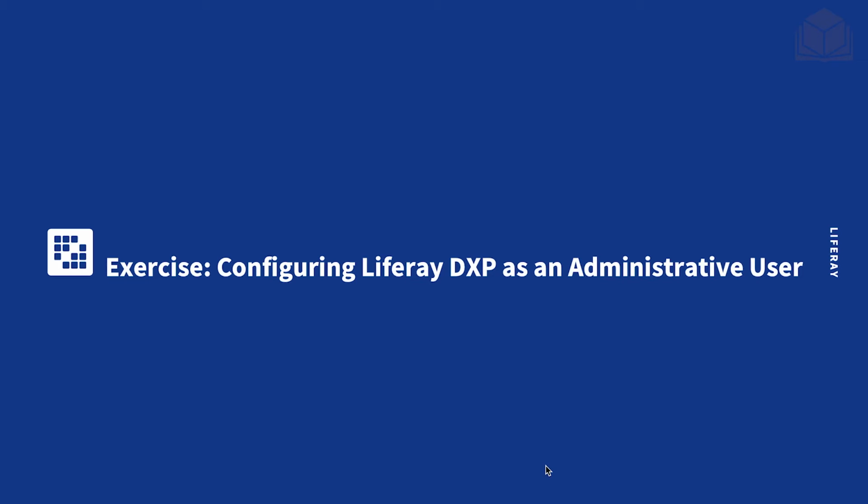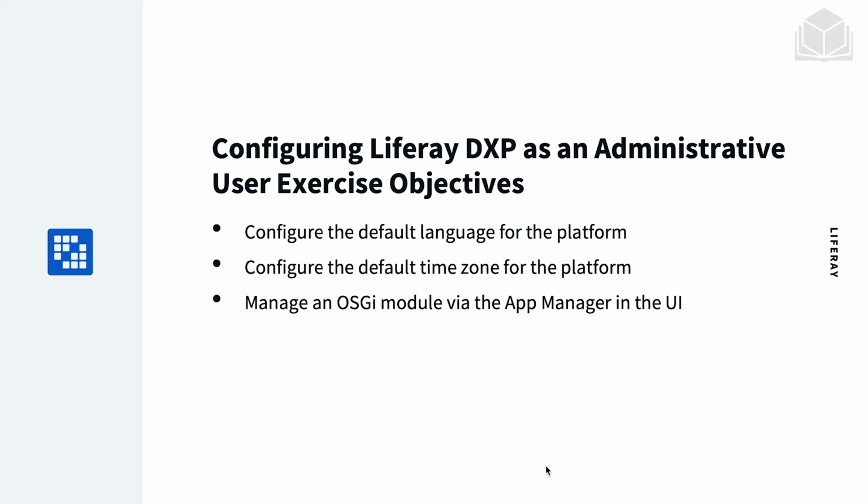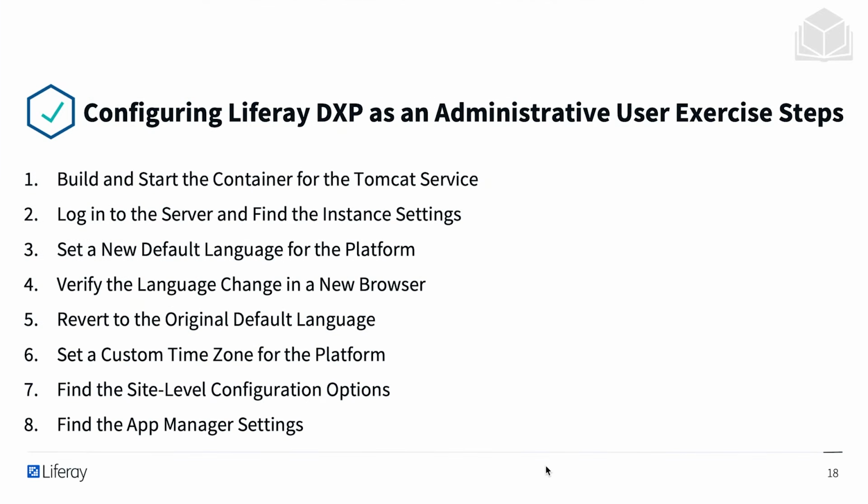Hi everyone! In this exercise, configuring Liferay DXP as an administrative user, we're going to configure the default language for the platform. After that, you're going to configure the default time zone for the platform. And finally, we're going to manage an OSGi module via the App Manager in the UI. All the details are available in the documentation, but here you can find a summary of all the steps.